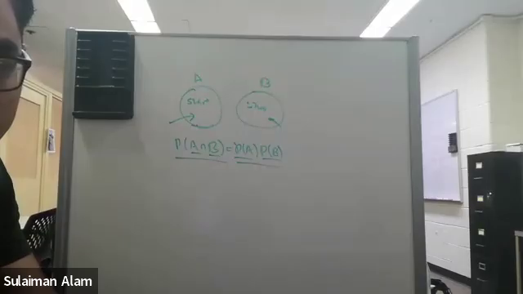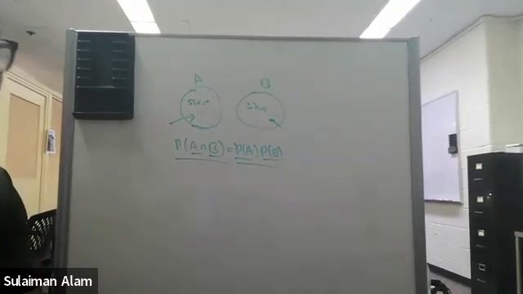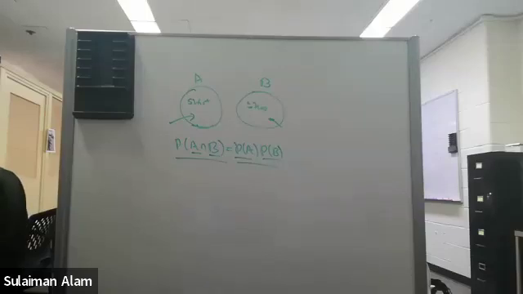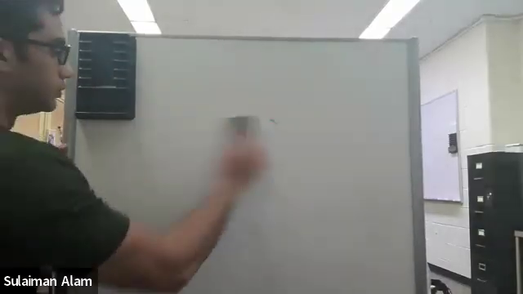All right. F is the event that a bit string contains an even number of ones. Okay. This is an example.